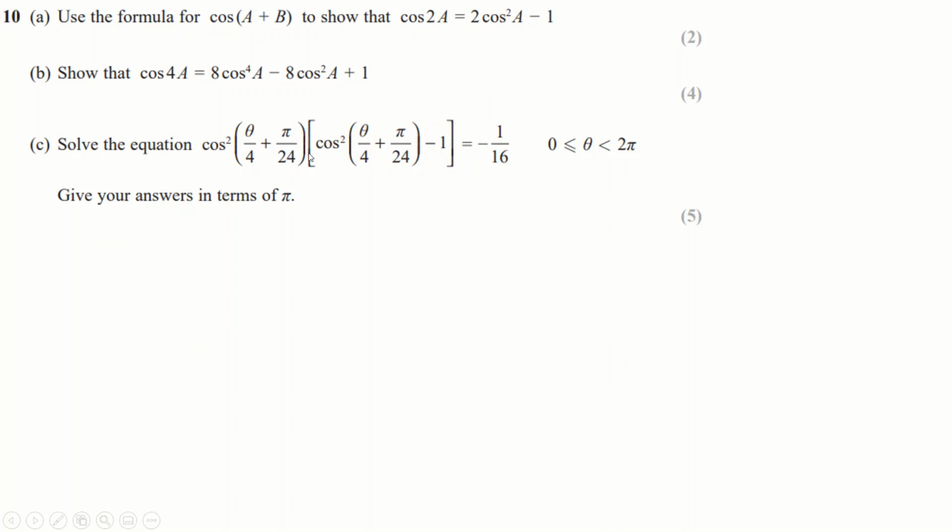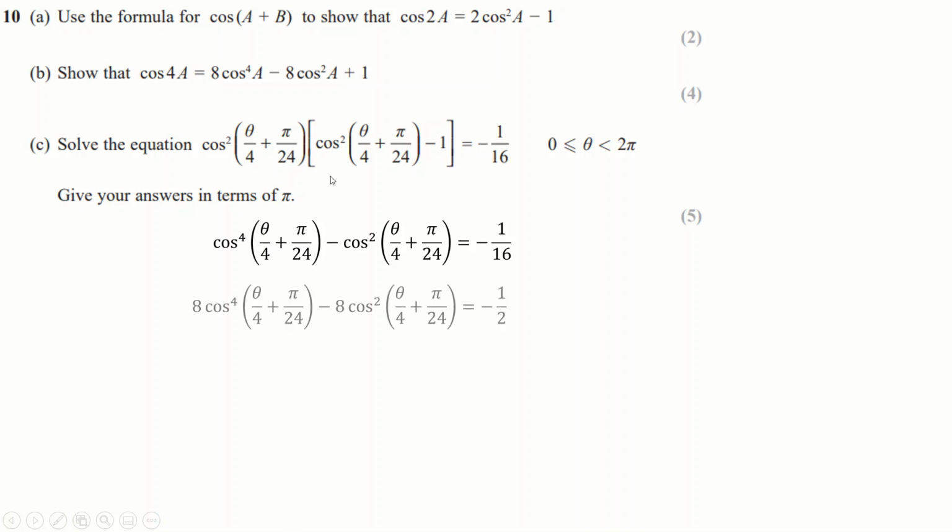Part C. This is a really nice question actually. What I'm going to do is I'm going to expand this out first to make cos to the power 4 of this minus cos squared of that same thing. And now the reason I did that is because this is now looking quite close to this with just a being this mess here. Now it's not quite right because it needs 8s here, so let's times everything by 8.